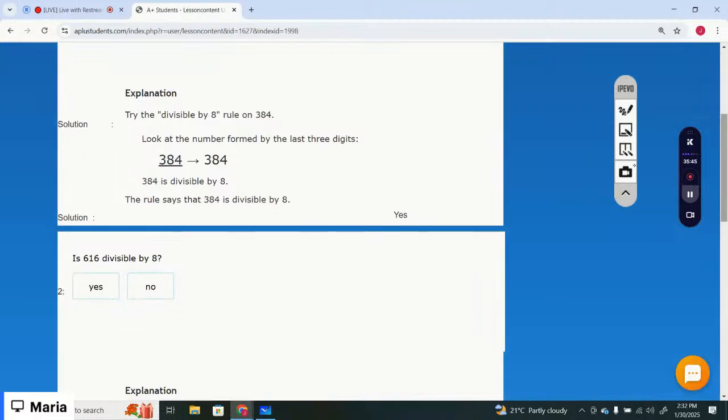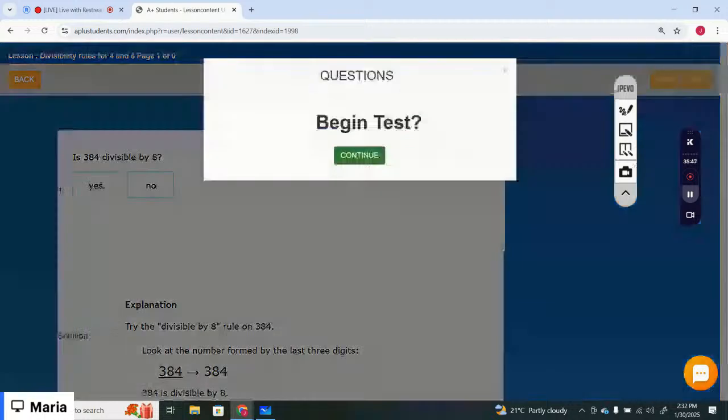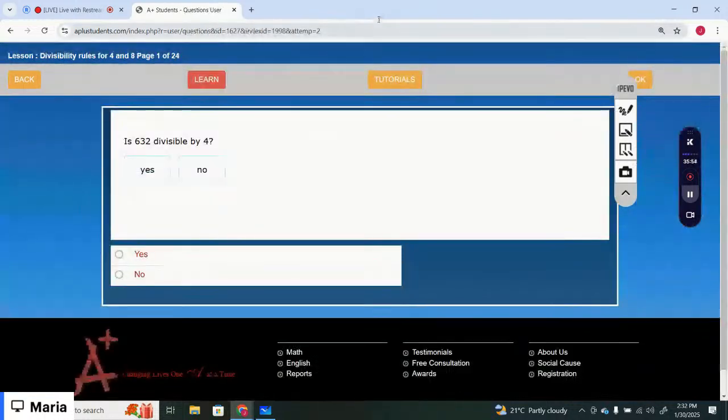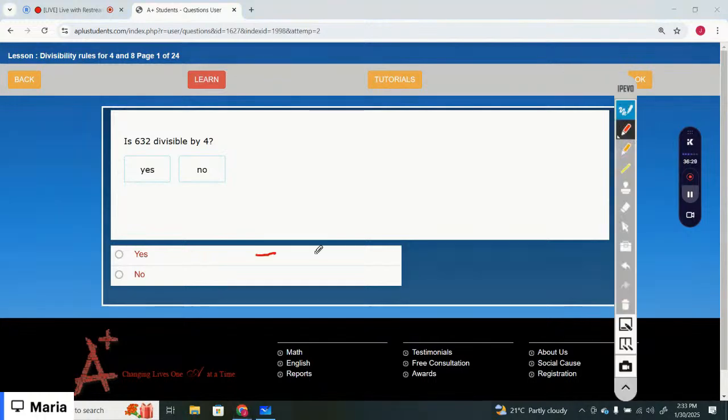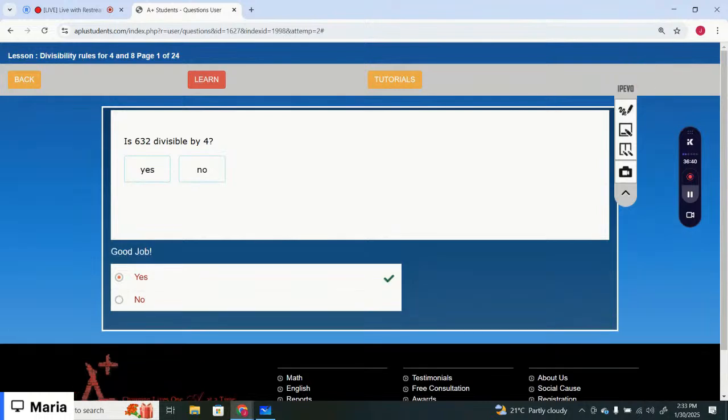Okay, let's start with the test questions. Is 632 divisible by 8? Which is the correct option? So you have 32. The last two digits are 32. 32 is divisible by 4. Yes, it is. 4 times 8 is 32. So the correct option is yes, the number is divisible by 4.